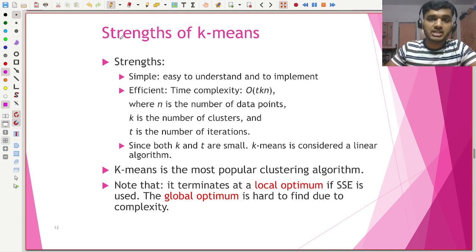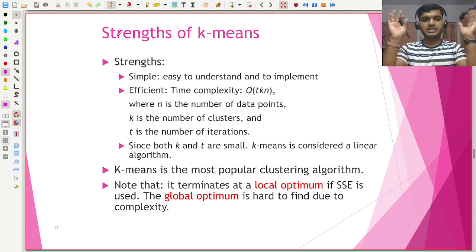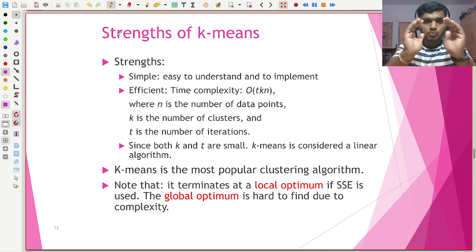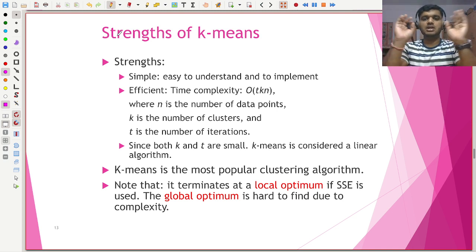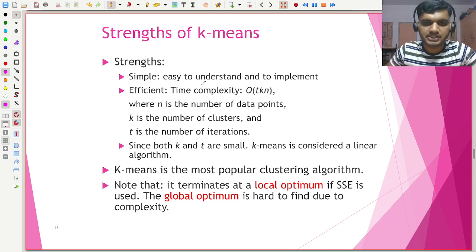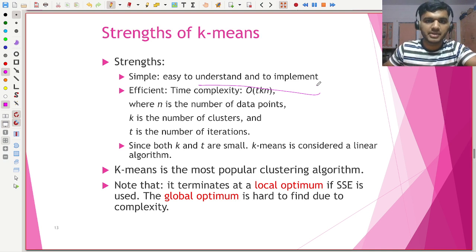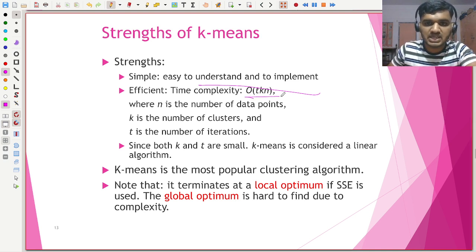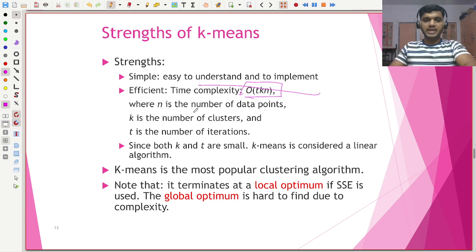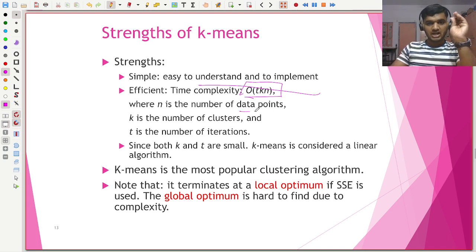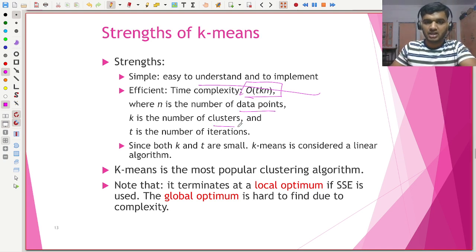Okay, so the strengths of K-means. What is the advantage of K-means? So it is simple, easy to understand and easy to implement. So here the time complexity is O(tkn), where n is the number of data points, k is the number of clusters and t is the number of iterations.